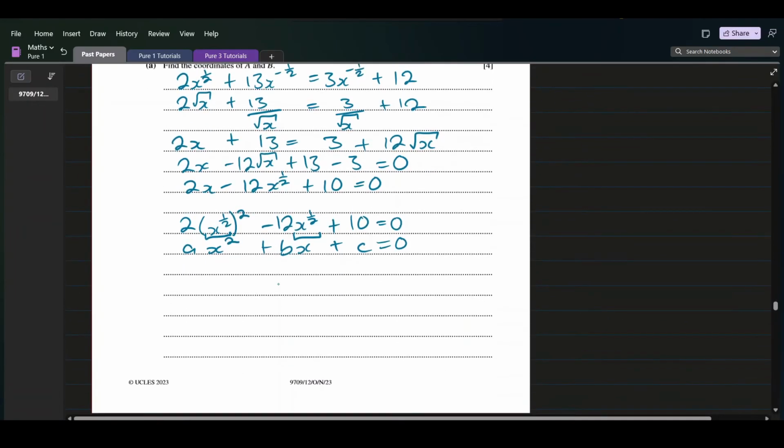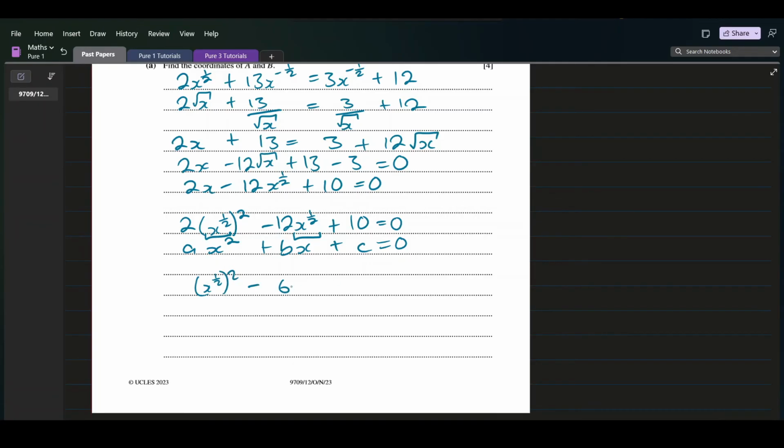But first, let's just divide through by 2 to simplify. So what you have is (x^(1/2))² minus, if you divide 12 by 2, you get 6x^(1/2), and then that's plus 5 is equal to 0. Let's factorize this. That's (x^(1/2) minus 5)(x^(1/2) minus 1) is equal to 0.